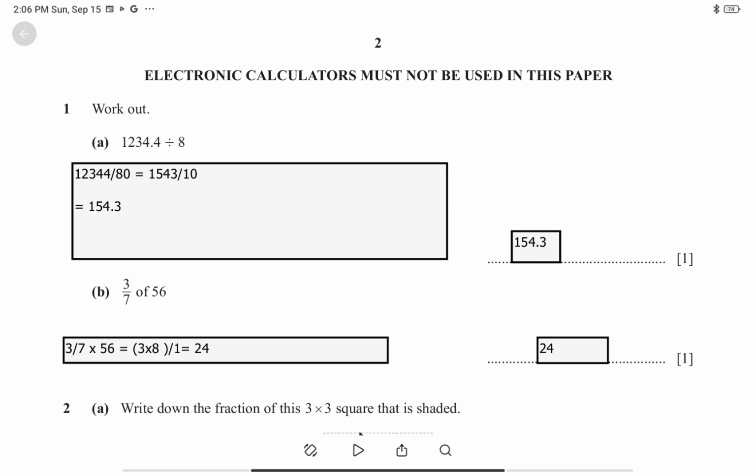Work out 1234.4 divided by 8. We multiply the numerator and denominator by 10. What do we get? We get 12344 over 80. Simplifying this expression, we get 1543 over 10. And 1543 divided by 10 is 154.3. So the answer is 154.3.